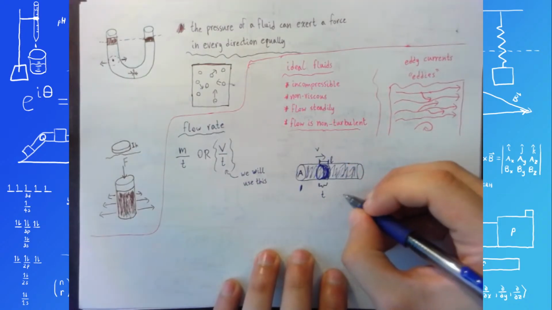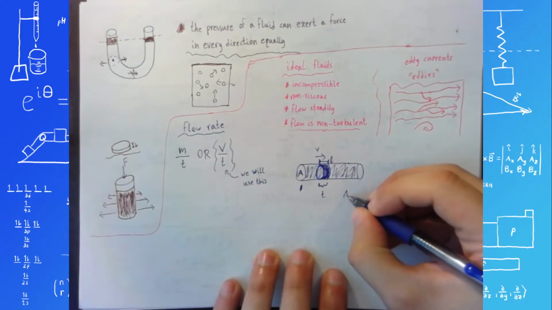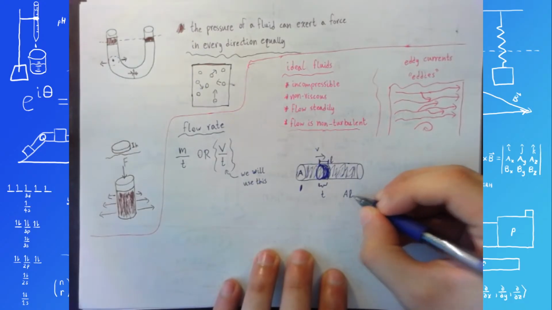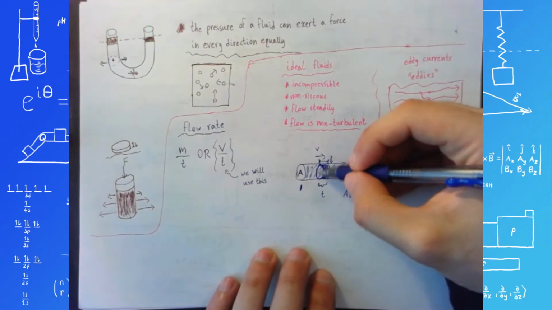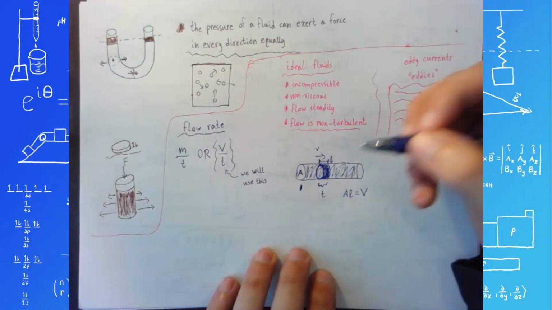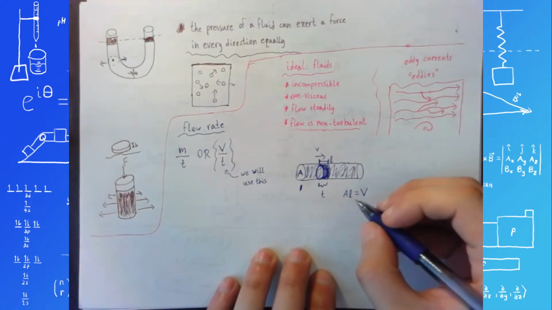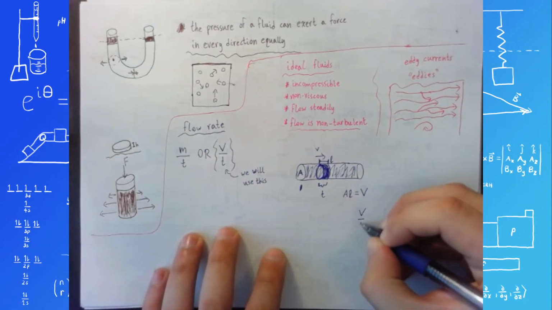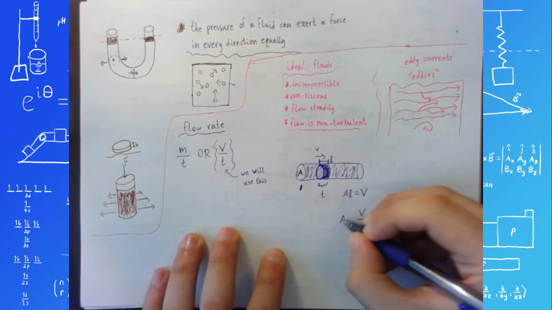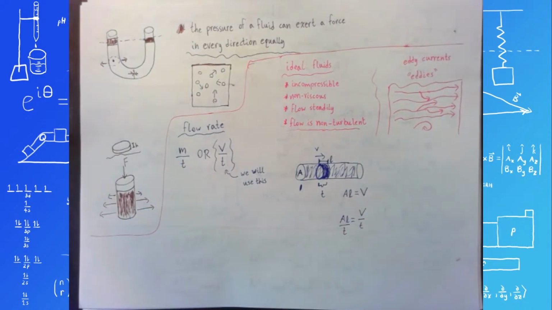So if I do A times L, that's going to be my volume. That's going to be the volume of this small section of water that has moved over the course of this time t. Then the flow rate V over t would have to be A times L over t. You just divide both sides of the equation by t. But what is L over t?